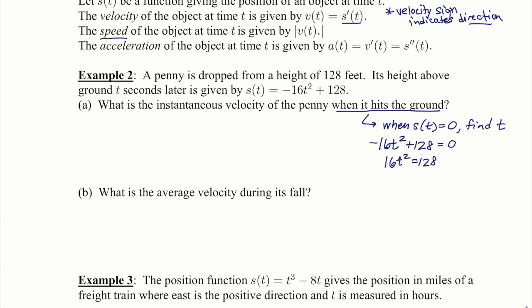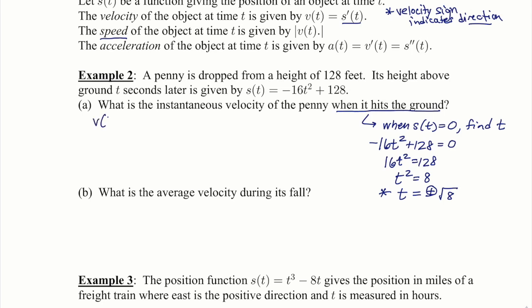128 divided by 16, that must be 8. So then t would be positive or negative square root of 8. And it doesn't make sense to be looking backward in time for this, so we'll just say t is positive square root of 8. Right, so that's our first step, is find the time we need to use.